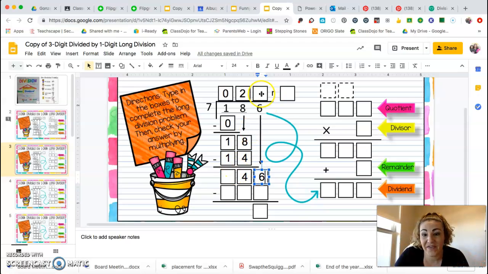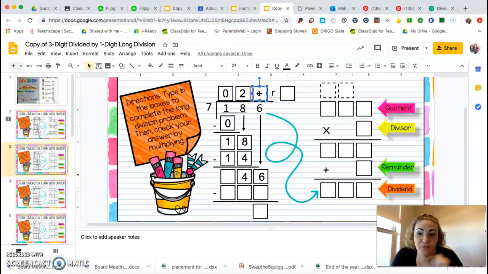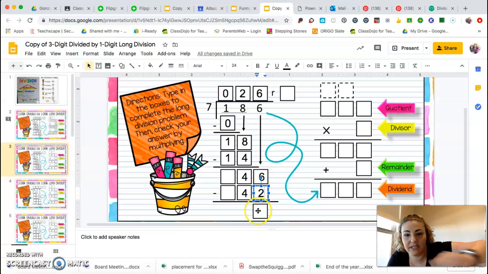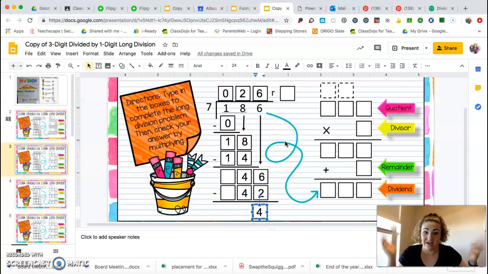Well, 7 times 6 is 42. 7 times 8 is 56, so that's too much. 7 times 7 is 49, too much. So I can do this 6 times. So 6 times 7 is 42. Sister subtracts. 6 minus 2 is 4. 4 minus 4 is nothing. And now brother brings down. There's nothing left to bring down, so I'm done. So my answer is 26 with a remainder of 4.